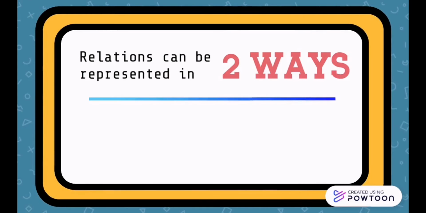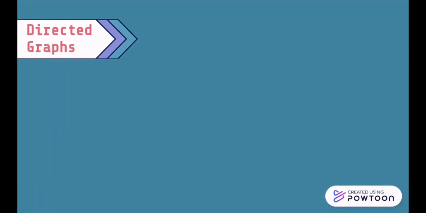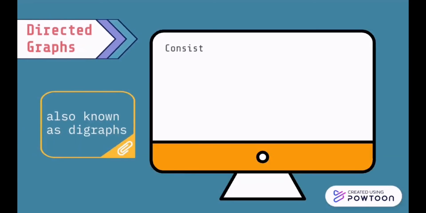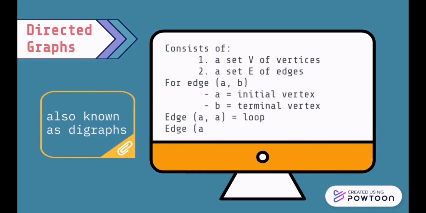The second way of representation is directed graph. Digraph consists of a set of vertices and a set of edges. A relation is displayed from initial to terminal vertex. An edge with the same vertex is a loop. Two edges with the same vertices are parallel.